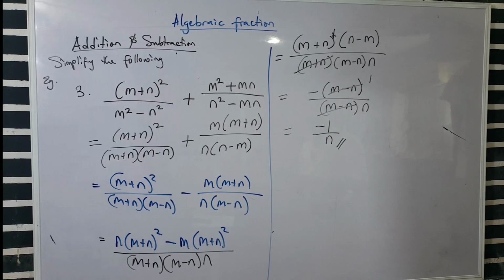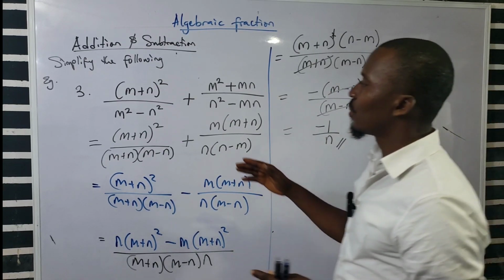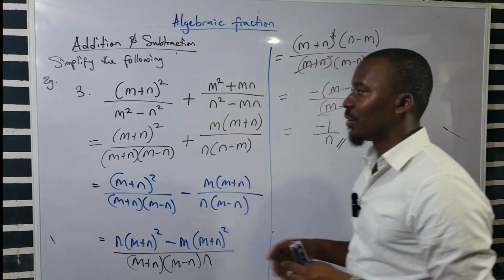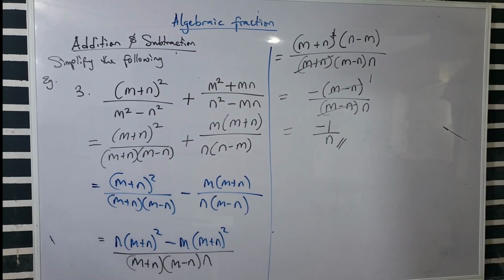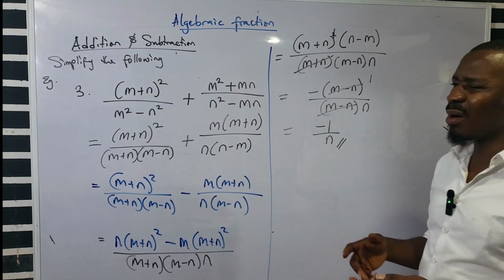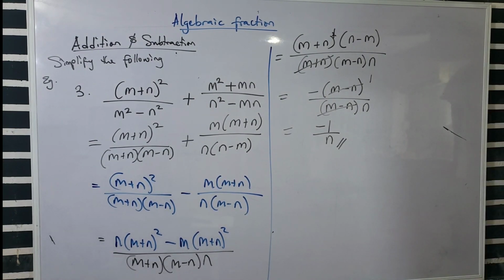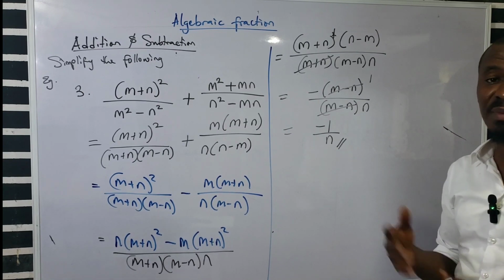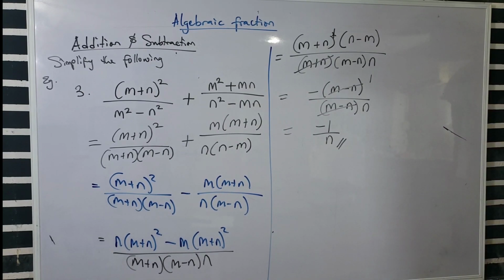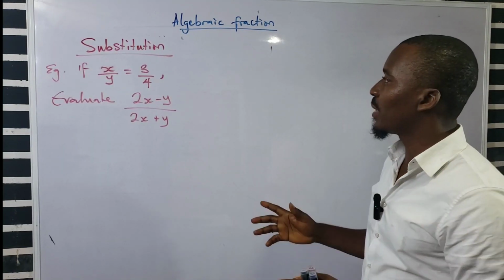So the next thing to do is we are going to look at substitution, where you are given a kind of ratio for x and y, and you are given an expression to put that value, or maybe when you are given x and you're asked to do substitution formula, something like that in the next example. Algebraic fraction, we call it substitution.